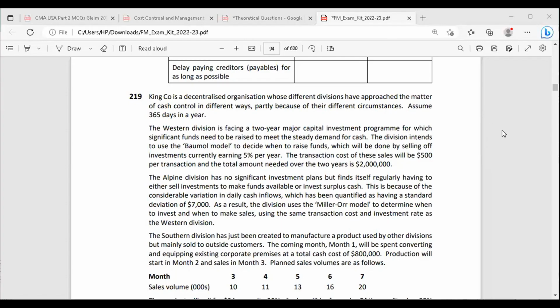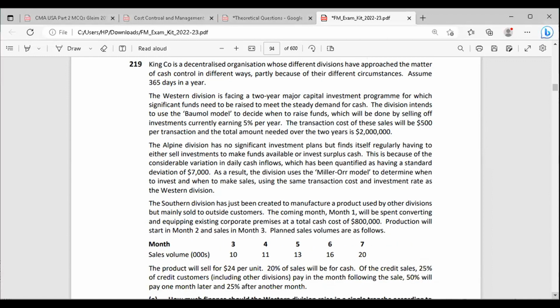Okay, there is one question here about the current assets and current liabilities. Let's focus on this particular thing. King Company is a decentralized organization whose different divisions have approached the matter of cash control in different ways, partly because of their different circumstances. Assume 365 days in a year.